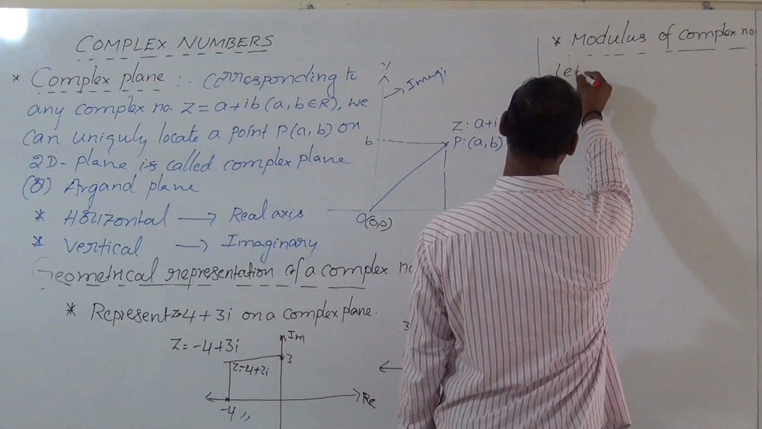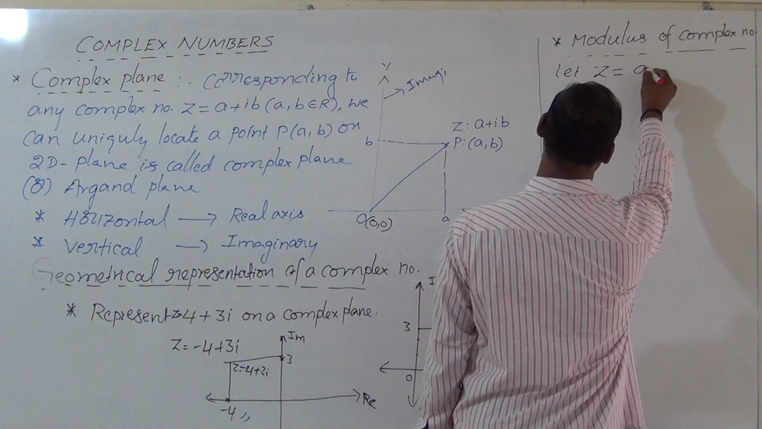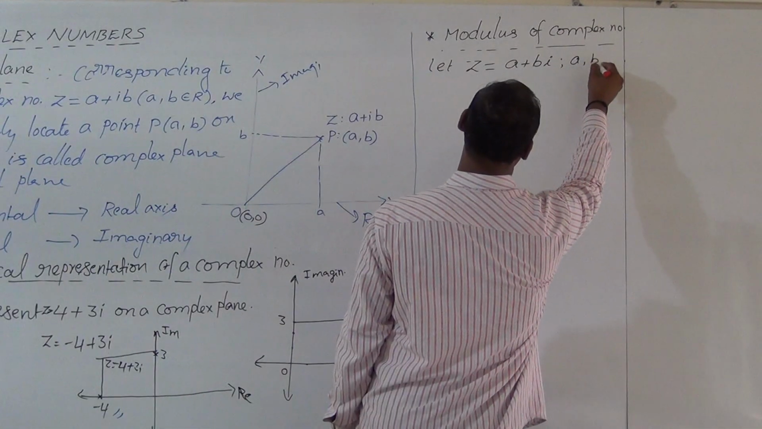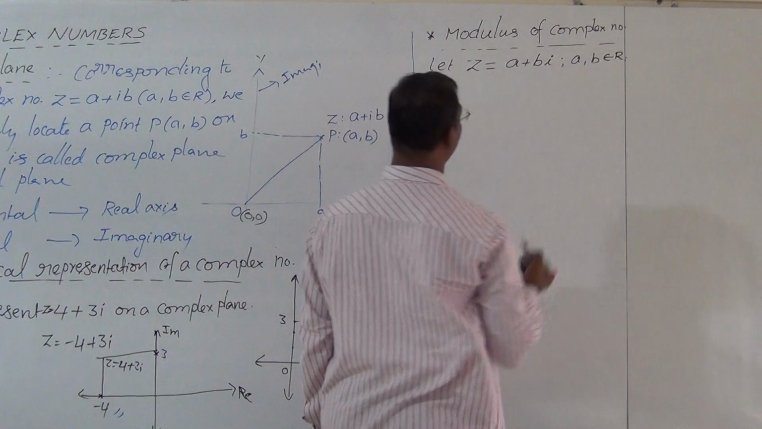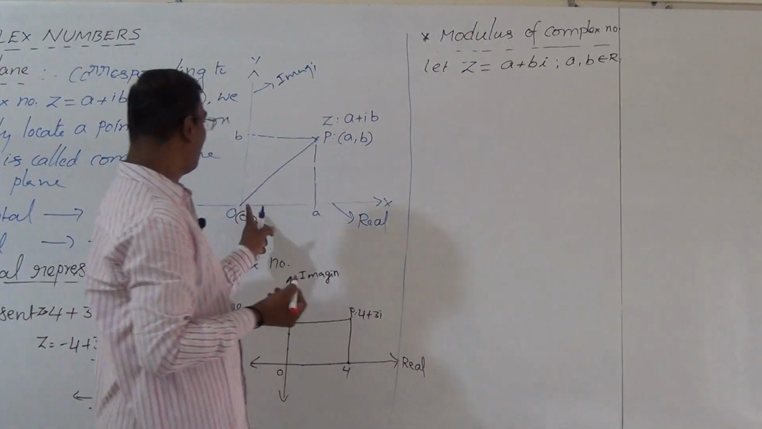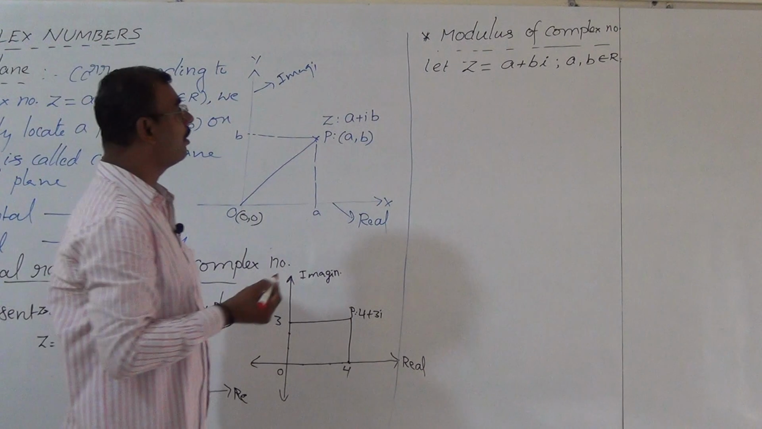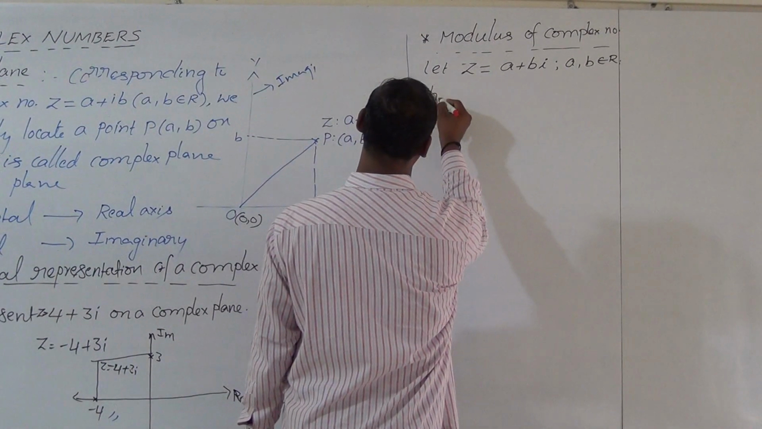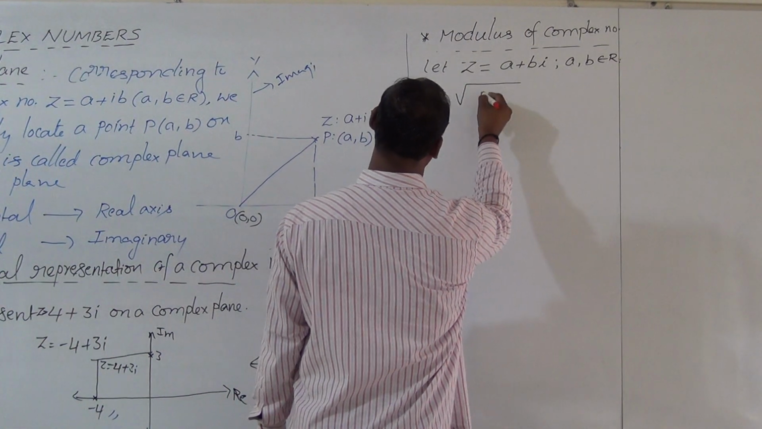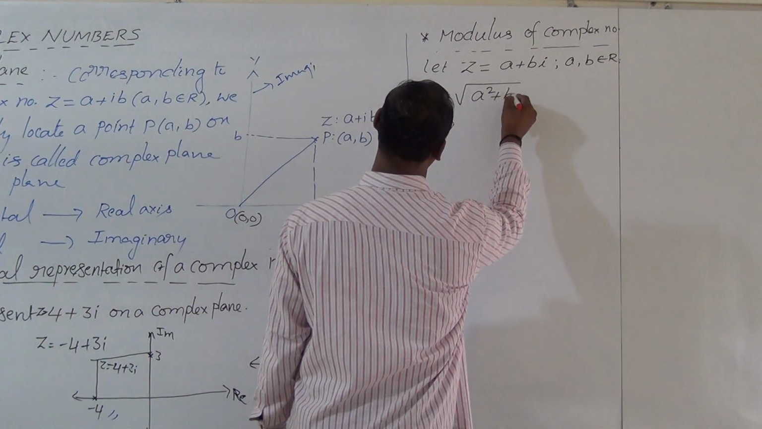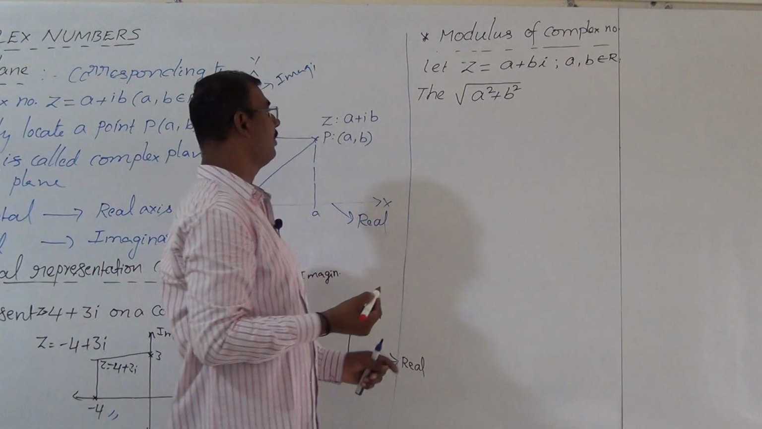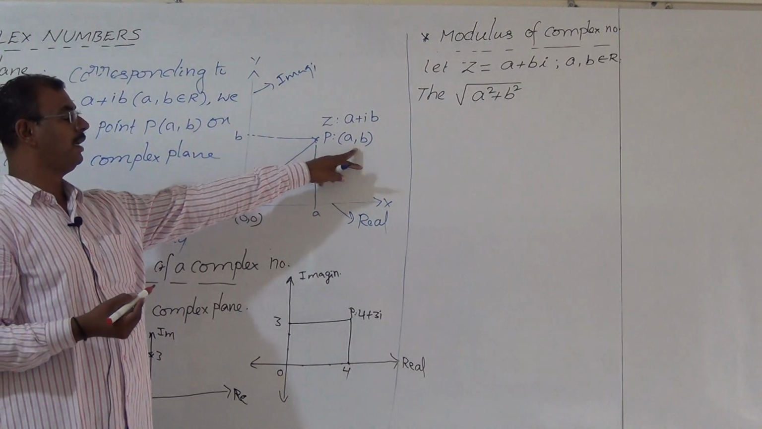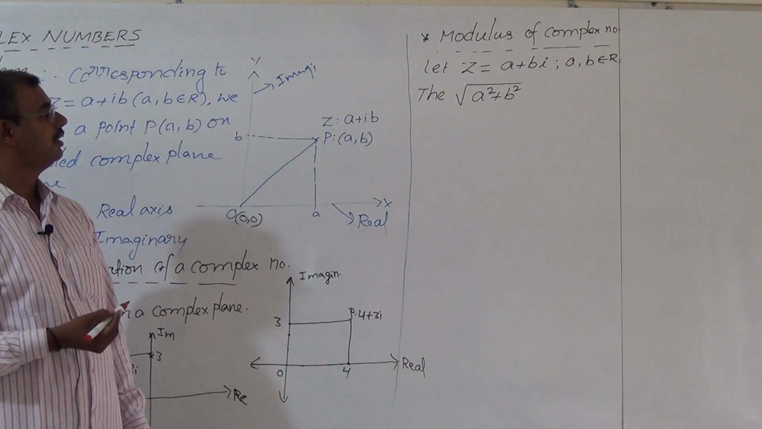So let us take z is equal to a plus b iota, where a, b are real numbers. The square root of a square plus b square is the distance of the point P (a, b) from the origin.